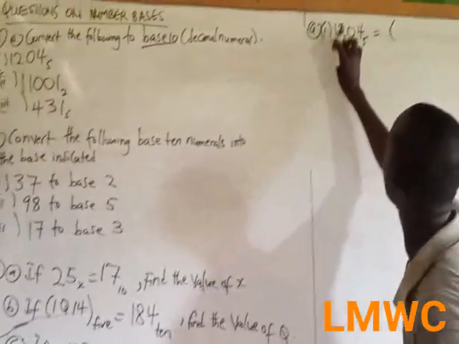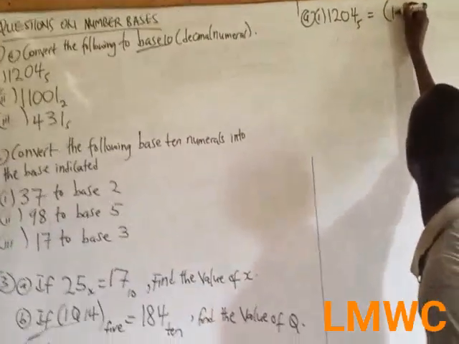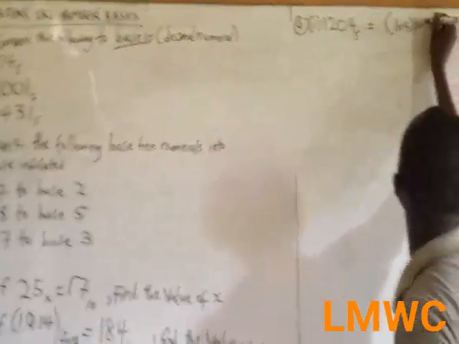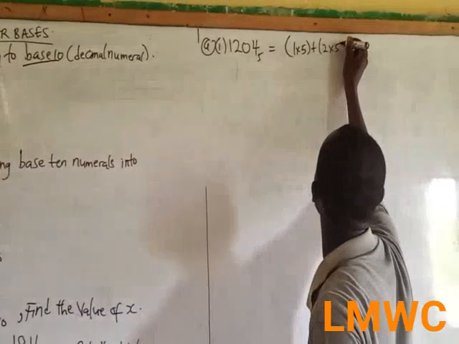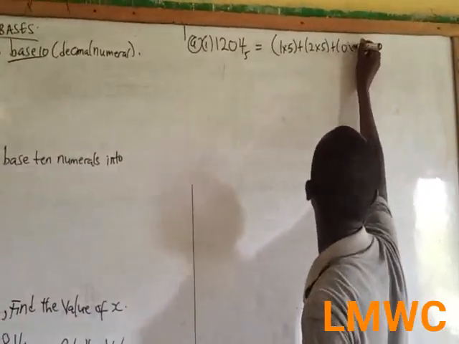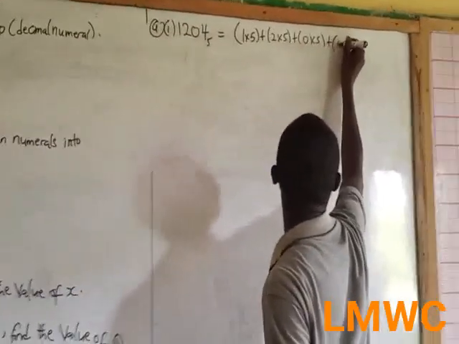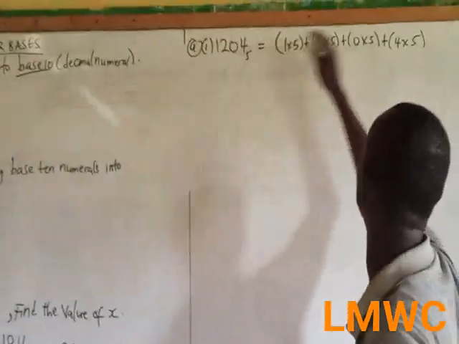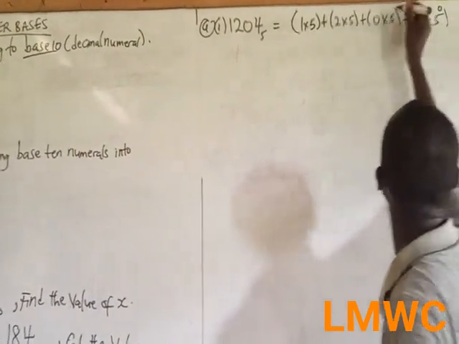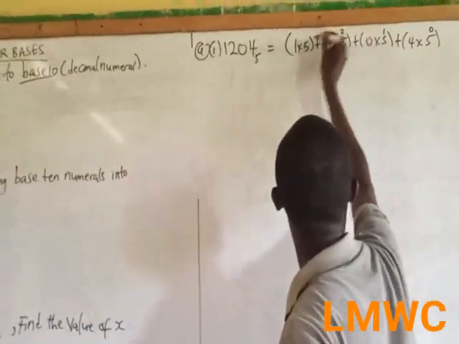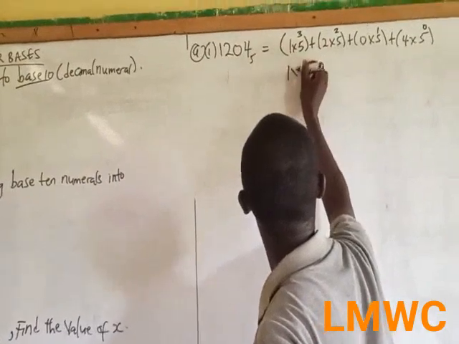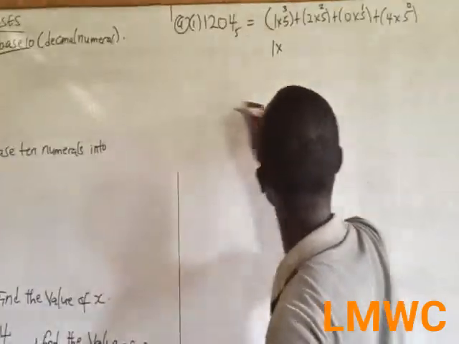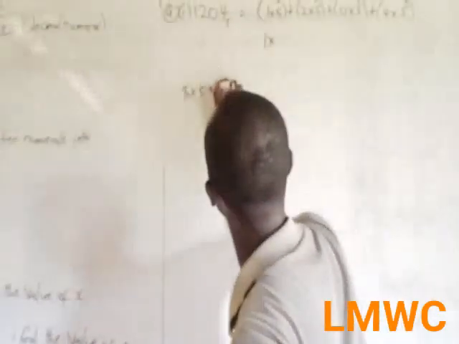So you multiply each digit by the base. It's 1 times 5, plus 2 times 5, plus 0 times 5, plus 4 times 5. You name the powers, but you start from the last digit. So you start from 0, 1, 2, 3. 1 times 5 raised to the power 3 is the same as 5 times 5 times 5.